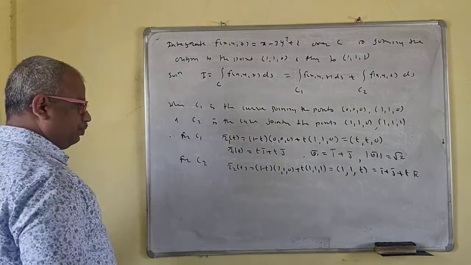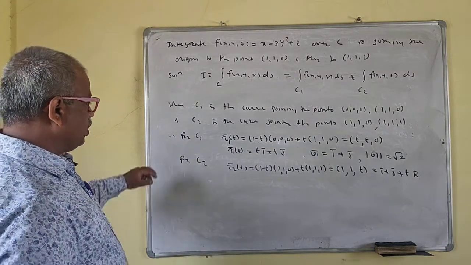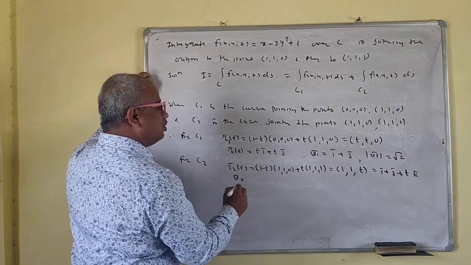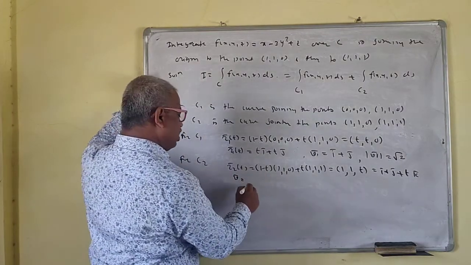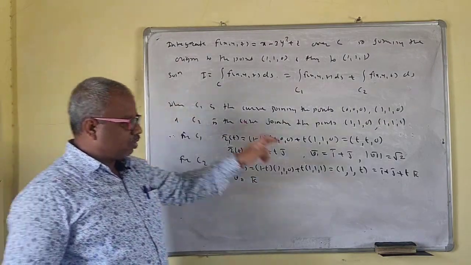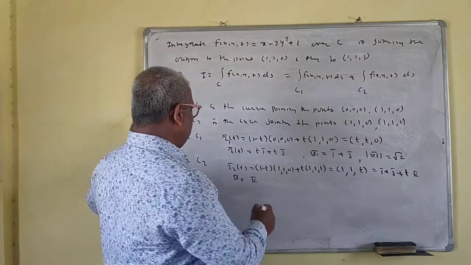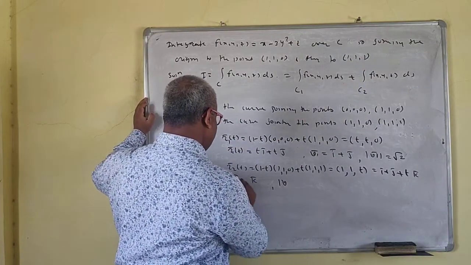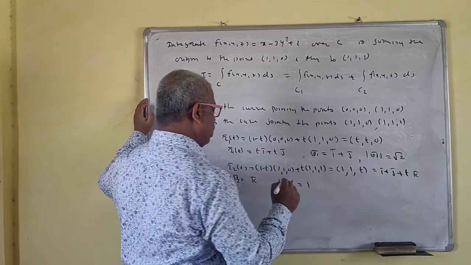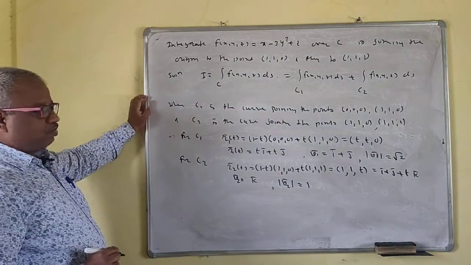Okay, i bar plus j bar plus t k bar. Now v bar is equal to, you have to differentiate this. Only this is k bar, because the derivative of the other components is constant, so 0. So mod of v2 bar is equal to 1 only.